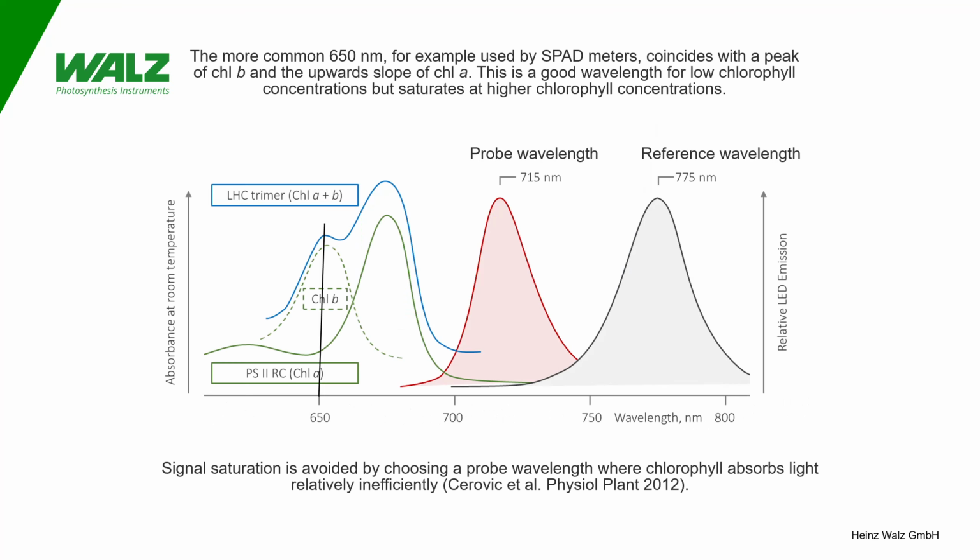The spectra shown here illustrate the choice made. At 650 nanometers, the chlorophyll b peak is found, and this wavelength is on the rising slope of the chlorophyll a peak. Together, this gives a strong absorption signal, with one important disadvantage. Already at relatively low chlorophyll contents, saturation occurs. At 715 nanometers, the absorption signal is much weaker, and as a consequence, saturation first occurs at much higher chlorophyll contents.